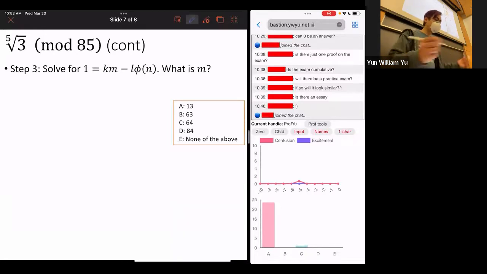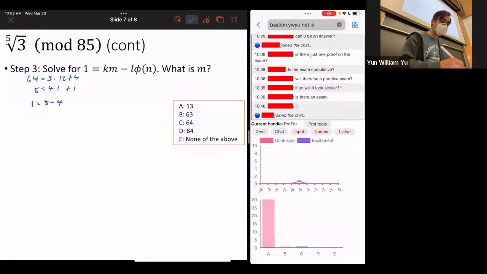So, well, let's solve this. Again, we need to use the Euclidean algorithm. 64 is equal to 5 times 12 plus 4. 5 is equal to 4 times 1 plus 1. And so therefore, 1 is equal to 5 minus 4. And we substitute in 4 is equal to 64 minus 5 times 12, so 1 is equal to 5 minus 64 plus 5 times 12. And so therefore 1 is equal to 5 times 13 minus 64. And together, notice that m is what you're multiplying by k. K here is 5. This is k, and this is m. So m is equal to 13.